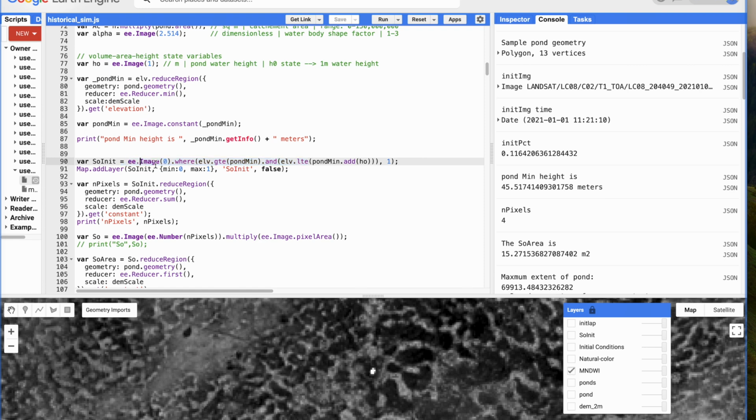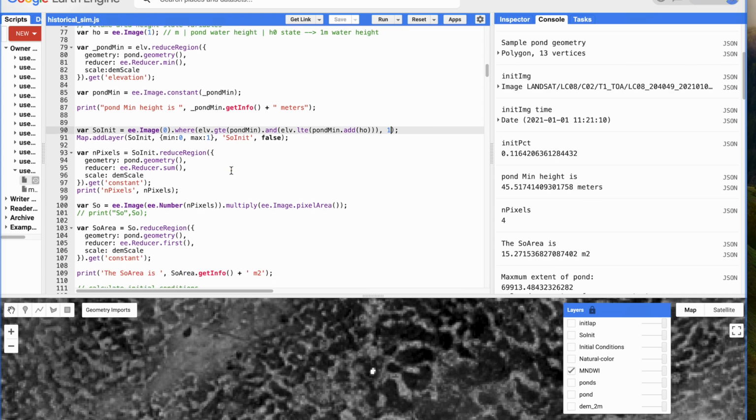But in this line of code, it's basically getting those pixels whose elevations are greater than the pond minimum and less than or equal to 1 meter height. So it's creating a binary image. The where, and then this condition, basically tells that where this condition is true, you insert this value, which is 1 over here.